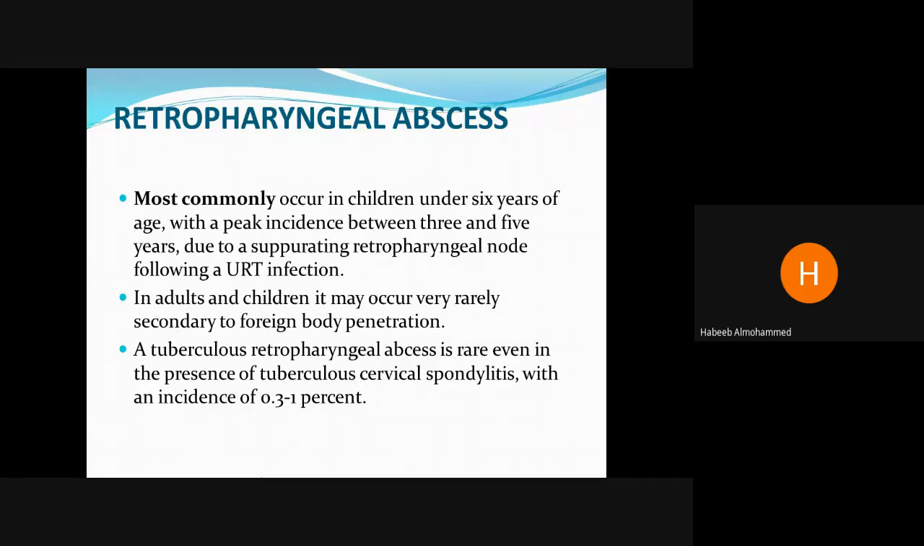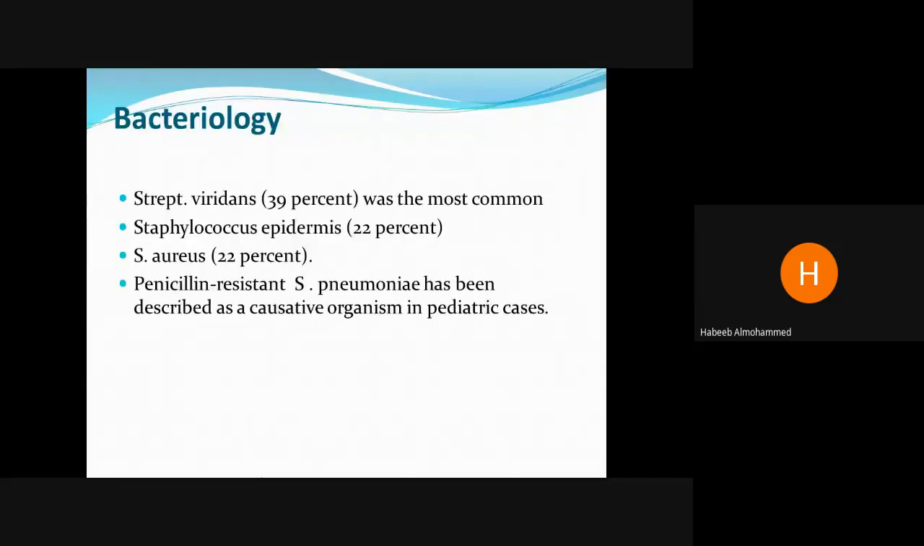Tuberculous retropharyngeal abscess is rare, even in the presence of tuberculous cervical spondylitis. Regarding the causative microorganisms, Streptococcus viridans was the most common. Staph epidermidis, Staph aureus, and penicillin-resistant Streptococcus pneumoniae have been described as causative microorganisms in pediatric cases. Anaerobic microorganisms also occur; usually it is polymicrobial in etiology.